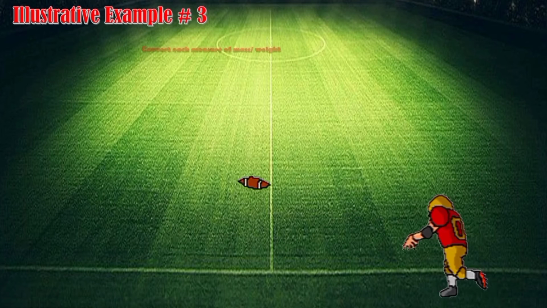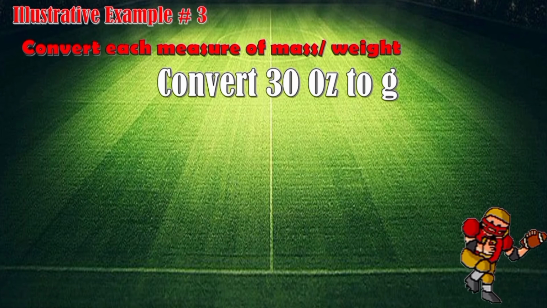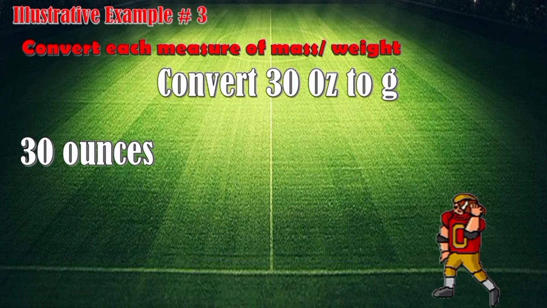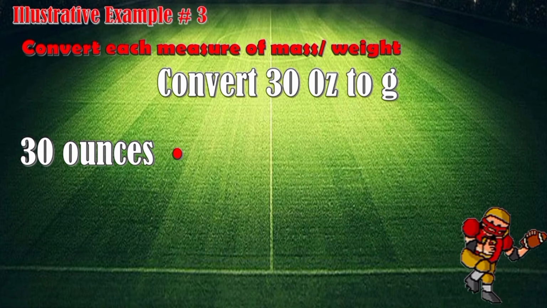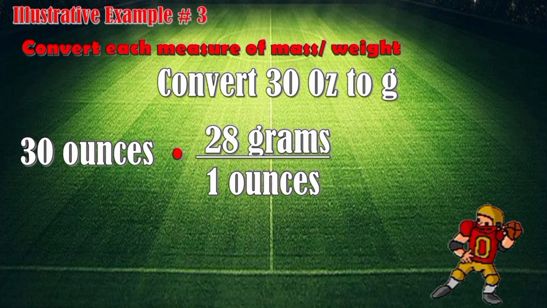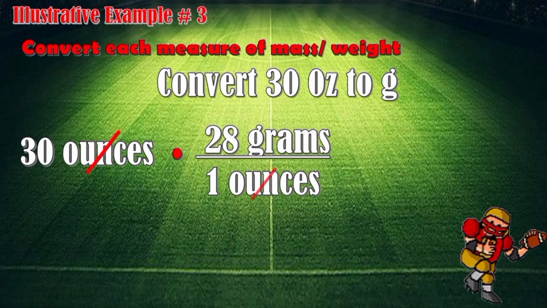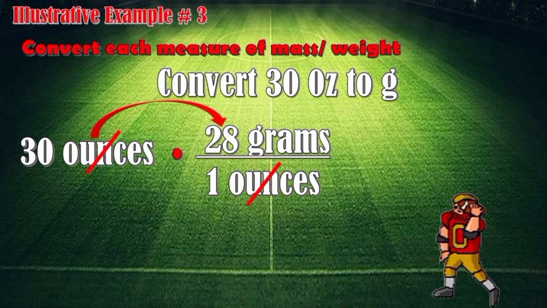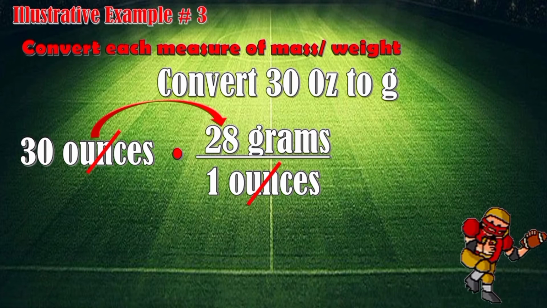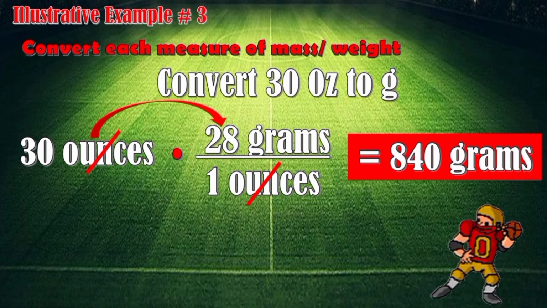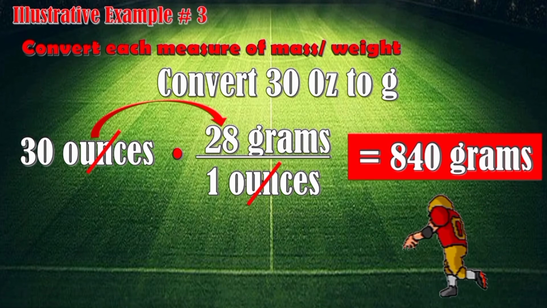Example number 3. Convert 30 ounces to grams. 30 ounces multiplied by the factors 28 grams over 1 ounce. Now, let's cancel out ounce. 30 multiplied by 28 grams, our answer is 840 grams.